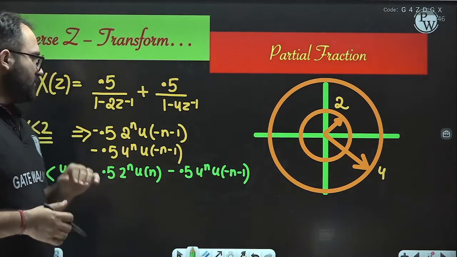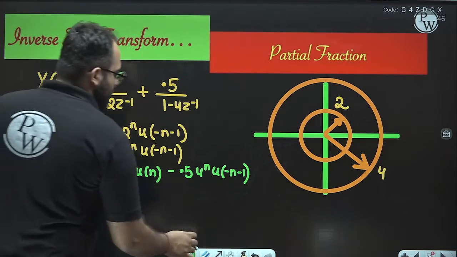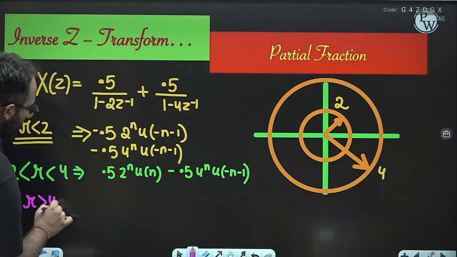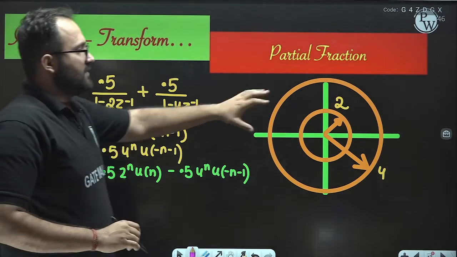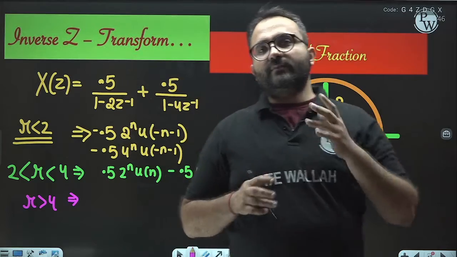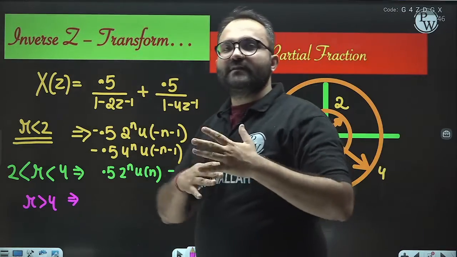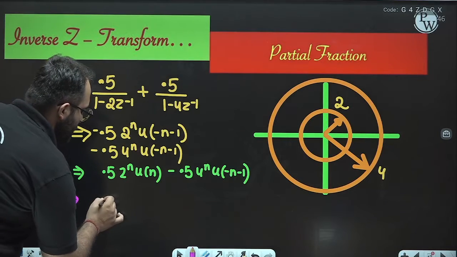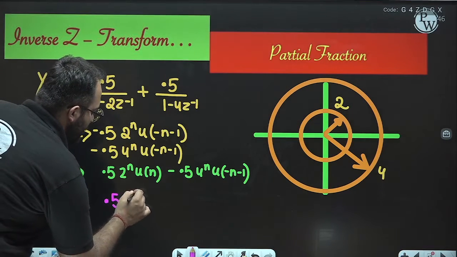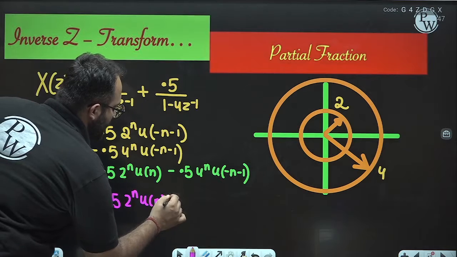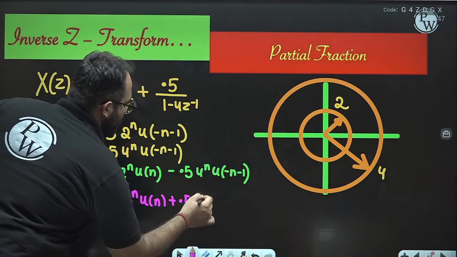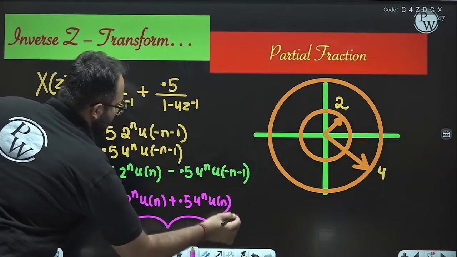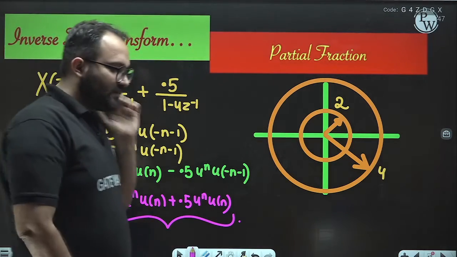Okay. Now the last, the final ROC is outside the 4 circle, r greater than 4. So in this region r greater than 4, both the poles will be right sided, because this is the region outside 4. So both are right sided. We'll get 0.5, 2 to power n u[n], and 4 to power n u[n]. Okay, this is what we get. So these three are the signals we can get.